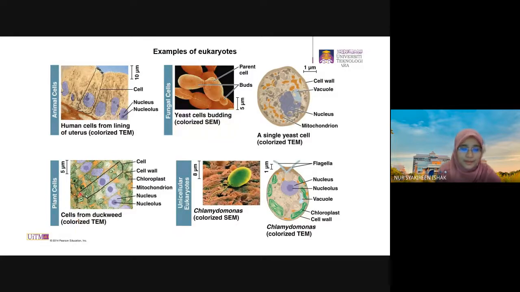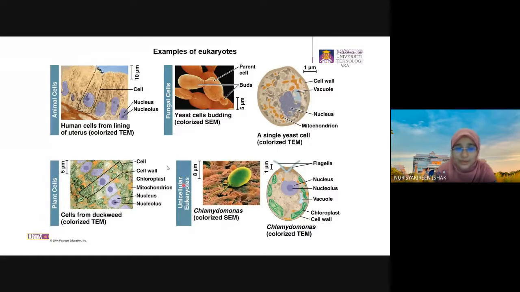And then for plant cells, they have additional organelles, which is the chloroplast, which functions in photosynthesis. They also have mitochondria, they obviously have a nucleus, nucleolus within the nucleus, and they are surrounded by a cell wall. So you get it, the cell will have a plasma membrane first, and then outside of the plasma membrane is the cell wall.